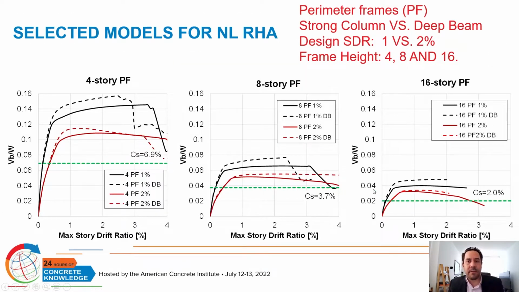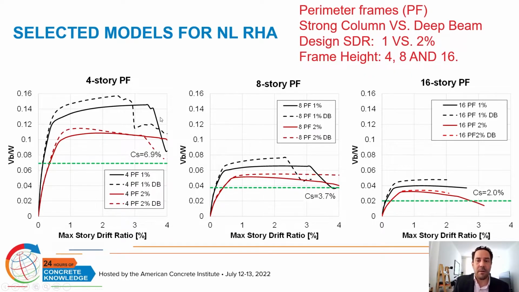So after we did the analysis in this static space, we selected some models that are worthy of further analysis in the dynamic domain. Basically, we focus on the perimeter frames. We kept the strong columns, or the naturally strong columns, and the deep beam models to compare them. We focus on the two limit design drifts, 1% and 2%, and we limit the frame height in the study from 4 to 16 stories.